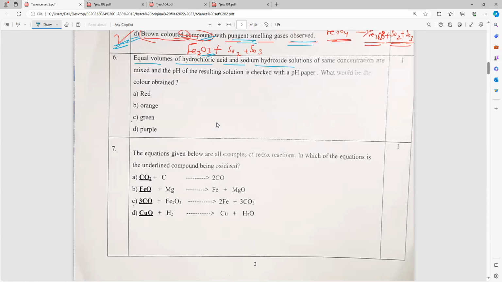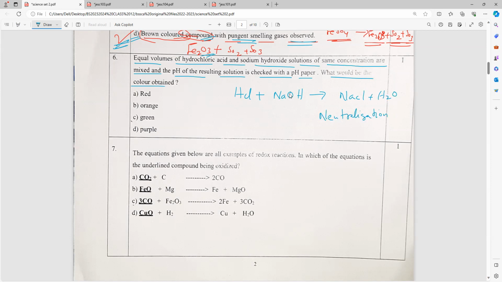Equal volumes of hydrochloric acid and sodium hydroxide solutions of the same concentration are mixed and the pH of the resulting solution is checked with a pH paper. What could be the color obtained? What is this reaction first? HCl plus NaOH. What is the reaction, all of you? Neutralization. We are going to get NaCl plus H2O. So what is this reaction, guys? Neutralization.